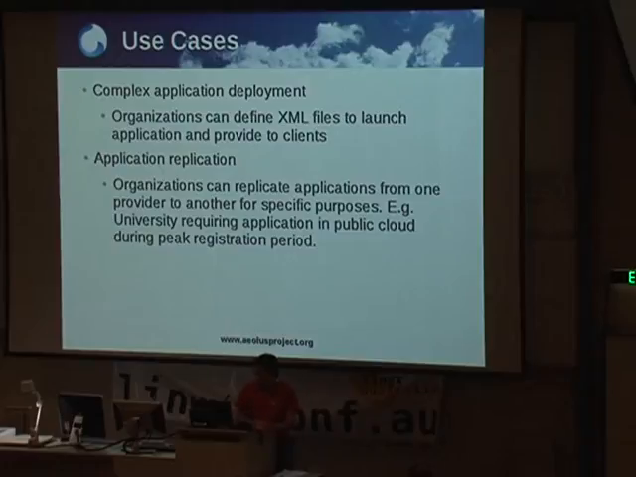Another example is application replication. Organizations can replicate applications from one provider to another for specific purposes. An example I like to bring up is a university where peak times are always registration periods. It creates an overload for the servers. In my experience, I don't know if it's changed now, when you've got a heap of people during that early registration period, there's downtime, the service crashes. What you can do is take that application, migrate it to, say, EC2, and have that running in a public cloud, which frees up your private cloud architecture.